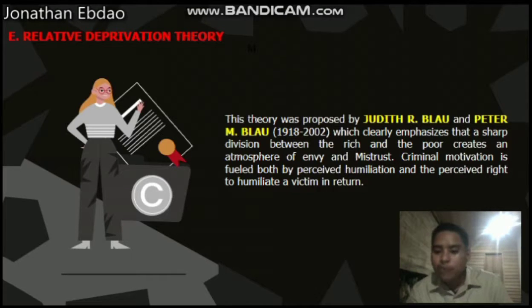According to Siegel 2004, relative deprivation is a constant frustration experienced by deprived individuals because of their economic status, which may lead to aggression and hostility and may result in violence and crime.